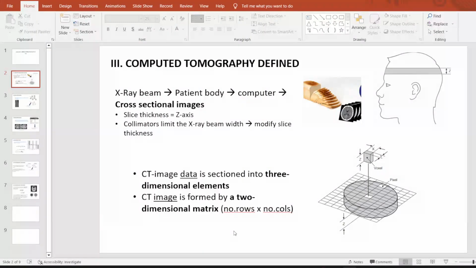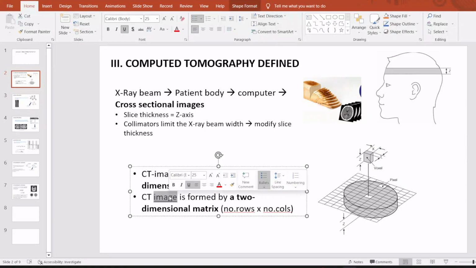as you remember, our X-ray tube rotates around our body and scans our body in every view. So the data from the beam profile contains every single piece of information of our body in every view, in every angle. That's the reason why it is sectioned into three-dimensional elements, because we are human, and humans are 3D objects. Yeah, we are 3D objects, but the conventional image is just a 2D object.